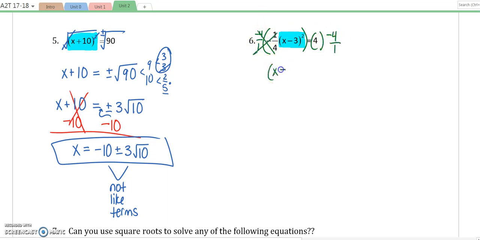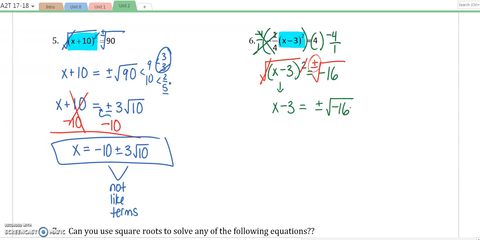So it's just x minus 3 squared. And then negative 4/1, that's just negative 4. So 4 times negative 4 is negative 16. All right, now my squared piece is by itself, so I can square root both sides. And when I square root both sides, I'm going to cancel out the square, and I'm going to remember to put my plus or minus on the other side. So here we're just left with the x minus 3, and on the other side I have plus or minus the square root of negative 16.